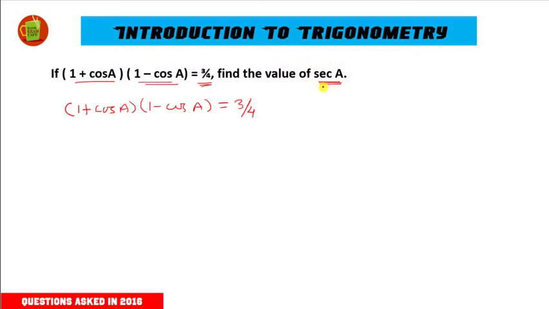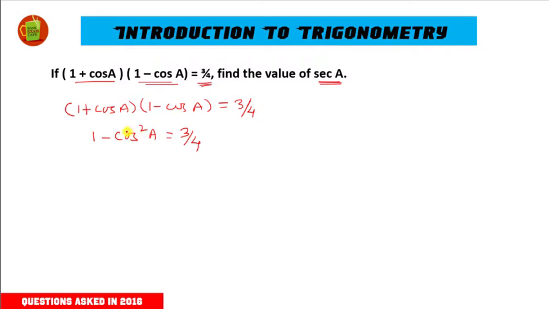Here this is (a plus b) and (a minus b), that is equal to a square minus b square. So a is 1 and b is cos a. So a square, that is 1 square, minus b square, that is cos square a, is equal to 3 by 4. Now 1 minus cos square a is equal to 3 by 4.